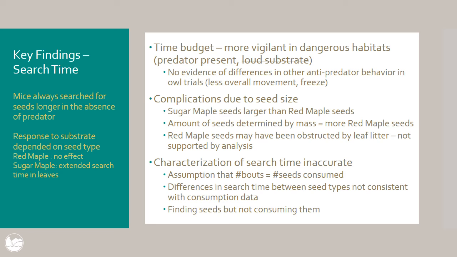The characterization of the search time could have been inaccurate or problematic. The assumption that the number of bouts equals the number of seeds consumed was not held up, and that there were differences in the search time between the seed types was not consistent with the consumption data, which showed that the mice ate the same amount of sugar and red maple seeds. So the mice may have been finding the seeds and not consuming them, or they may not have been searching for seeds at all. They may have been searching for something else, like an escape route. So we need to find a better way to estimate the search time.